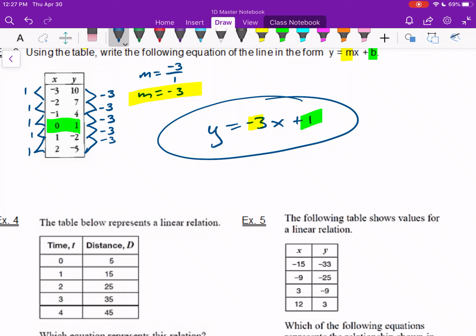So I want to find an equation for example 4 here. Well, here's my y-intercept, 5, and my slope: the x's are obviously going up by 1 each time, and the y's are obviously going up by 10 each time, which means the slope is going to be 10 over 1, or 10.